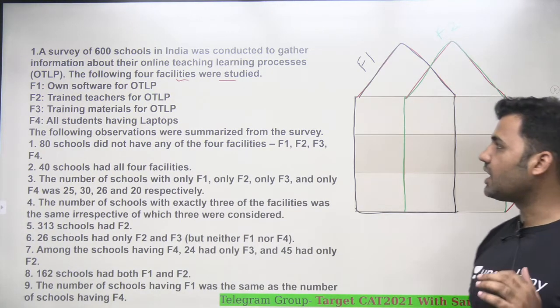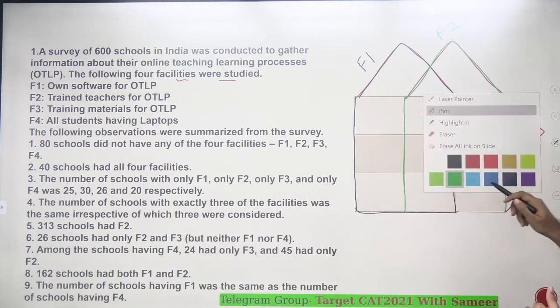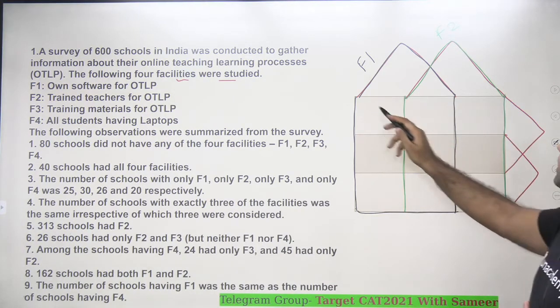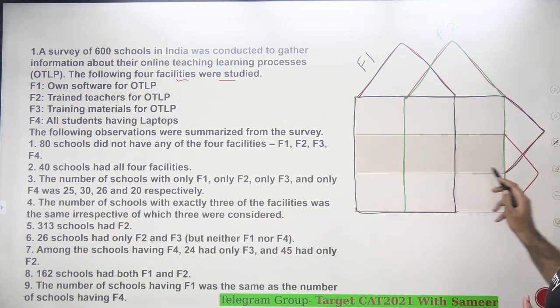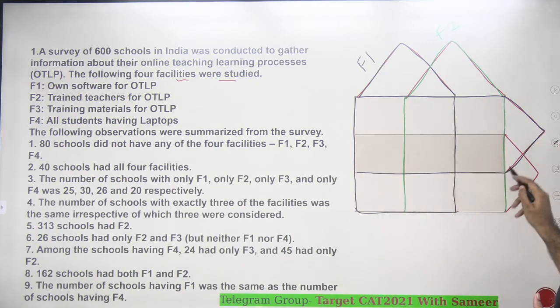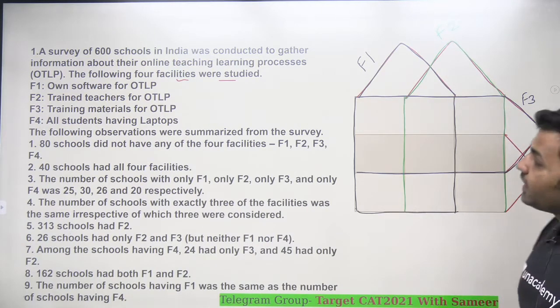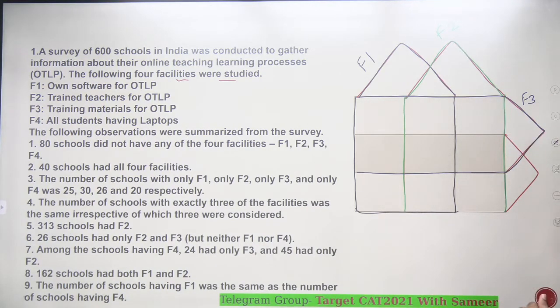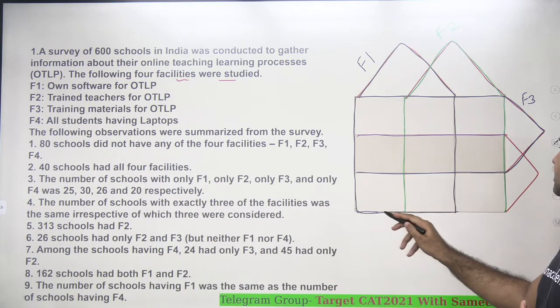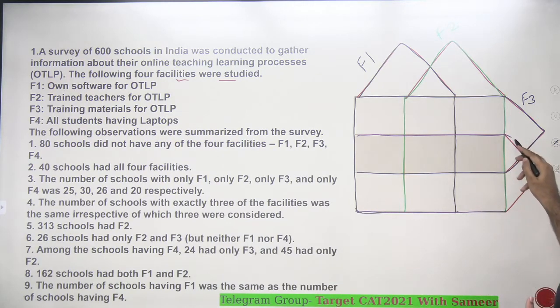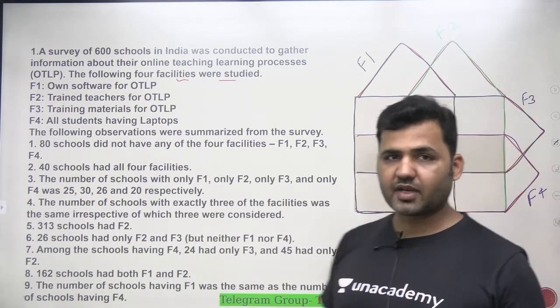Then we have F3, training material for OTLP. Now if you look at F3, this blue color is your F3, right? So this is your third set, F3. And then you have F4, all students having laptop. So this you can see is your 4th set. This is your 4th set, all students having laptop, right? That is F4.